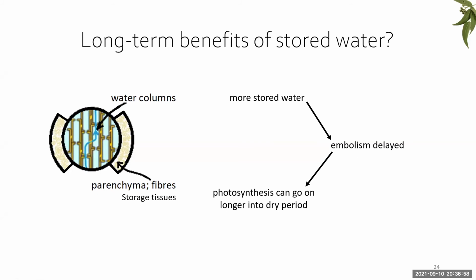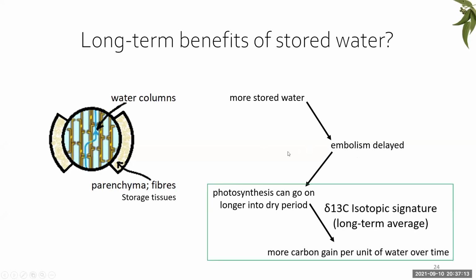So if we consider it over time, plants are able to fix more carbon for the amount of water that they use. So we should be seeing more carbon gain per unit of water, but on a longer time scale. And this is what I measured using a delta 13C isotopic signature. It basically measures how much of the different carbon is there in the leaf. Carbon comes in two forms: 12C and 13C.